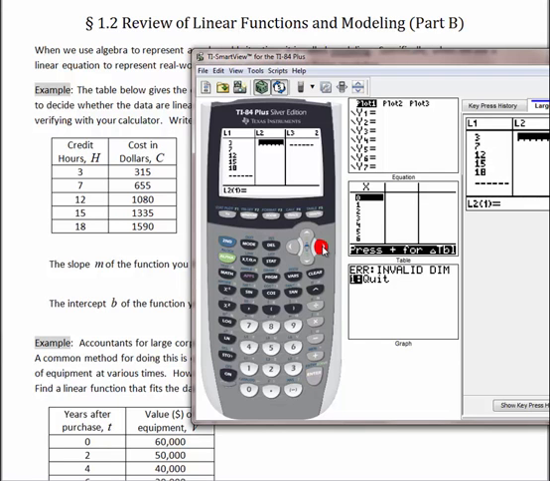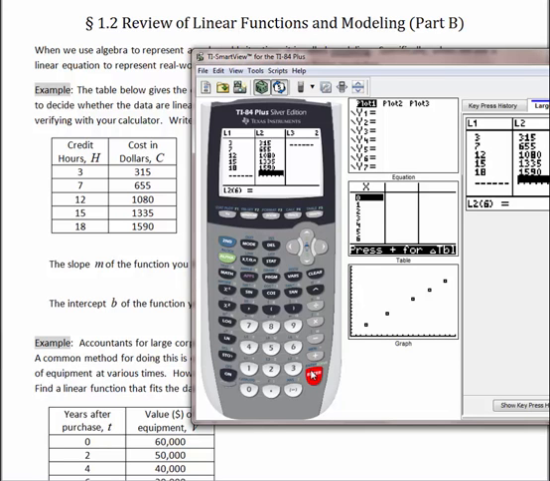All right, I'll use my arrow key now to move over to the second column. Again, clear it if it's not already cleared. And this will be my output variable, my costs in dollars. So we'll put in all of those values. And my data is now all in the calculator.